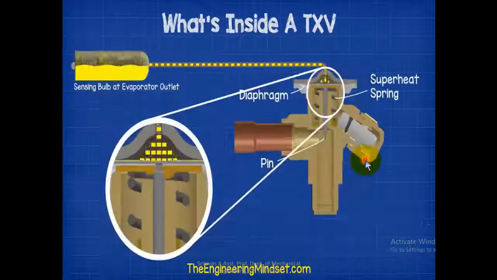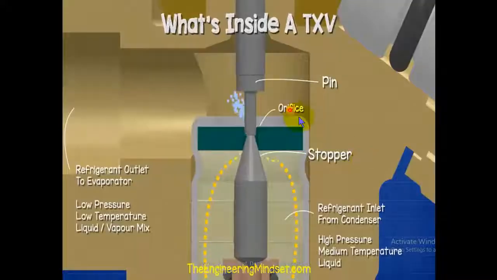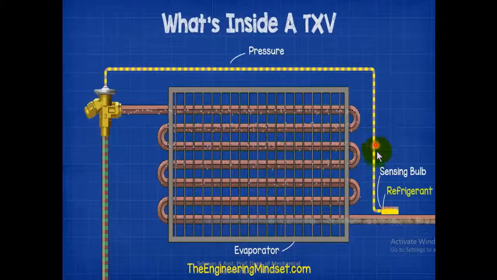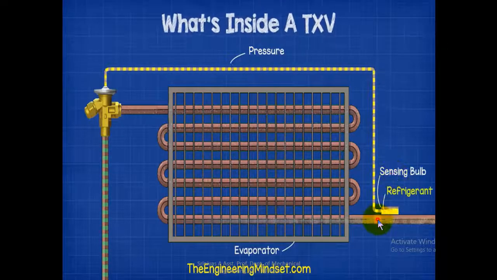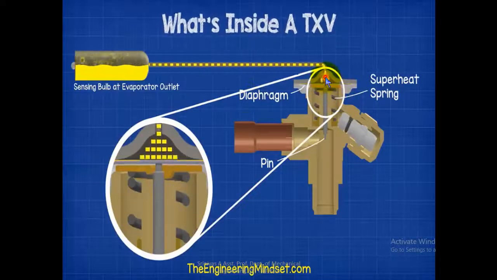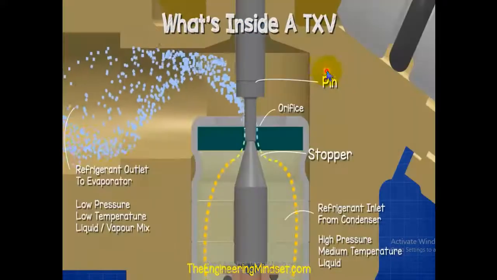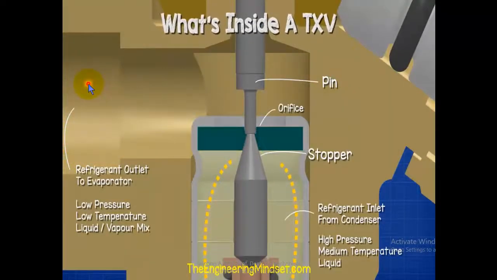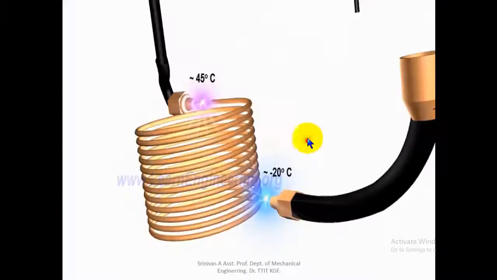And it is reversible. If the temperature becomes less, that means it has absorbed more heat. In that case, the fluid goes back to the sensing bulb, the orifice gets closed, and it maintains a constant temperature. Okay, that is the throttling effect.